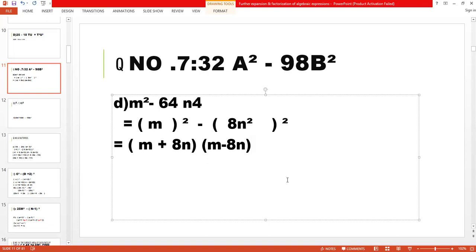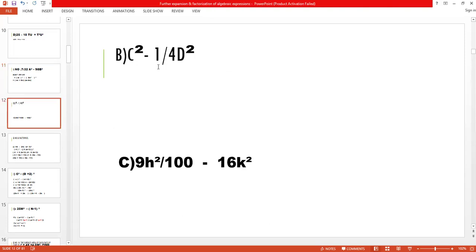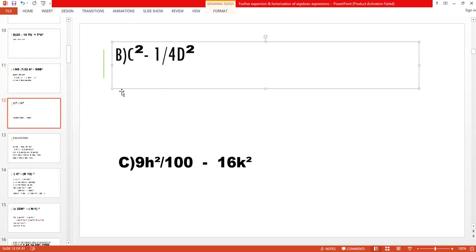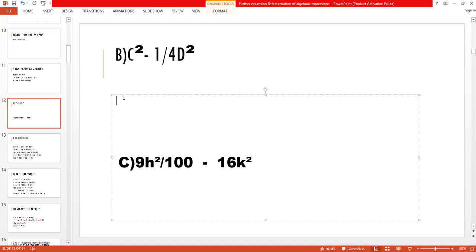Now only two parts are left over. That is part B, c square minus 1 by 4 d square. And I think all of you know how we have to solve the fractions. So first of all, I have to copy down this.